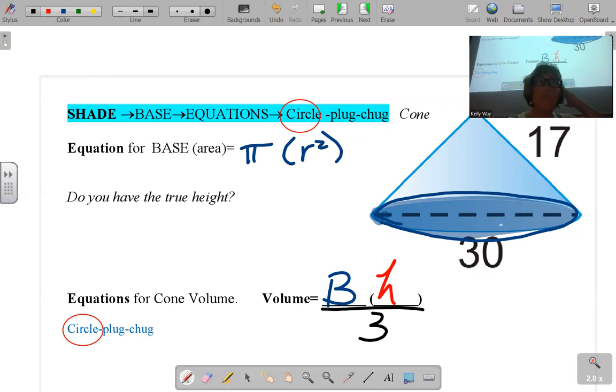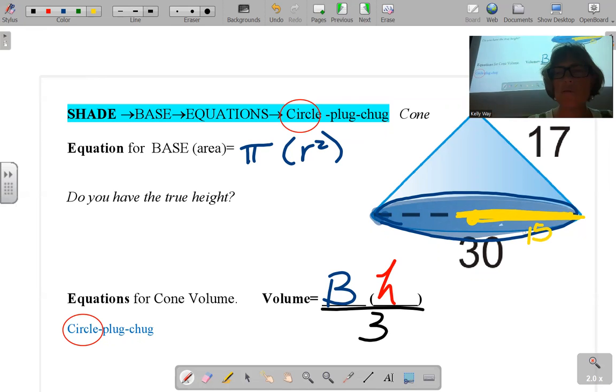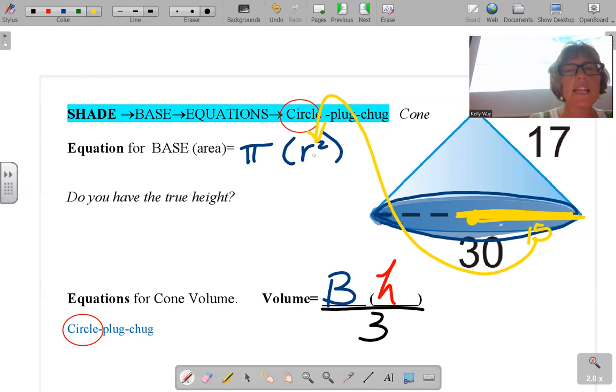Now, we circle plug chug, which means we circle and trace our stuff. This one right here, trace your radius. Do not use your eyeballs. Out loud, your radius is what? 15. There we go. And I'm going to literally go like this and plug it in so I don't get lost.